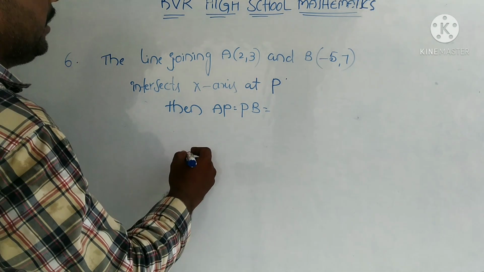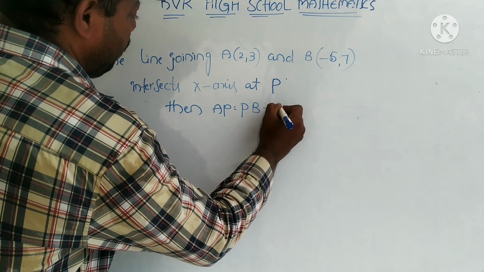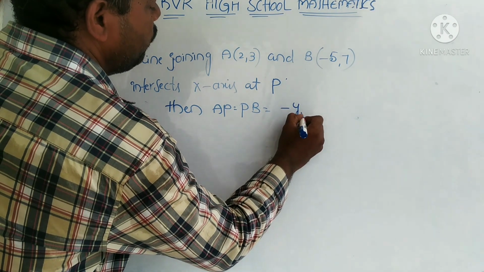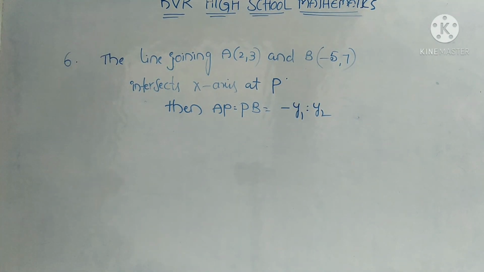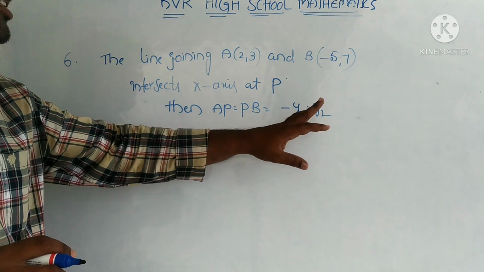AP is to PB. You know very well the direct formula is minus y1 is to y2. So the line segment intersects the x axis at minus y1 is to y2. The same line intersects the y axis in the ratio minus x1 is to x2.